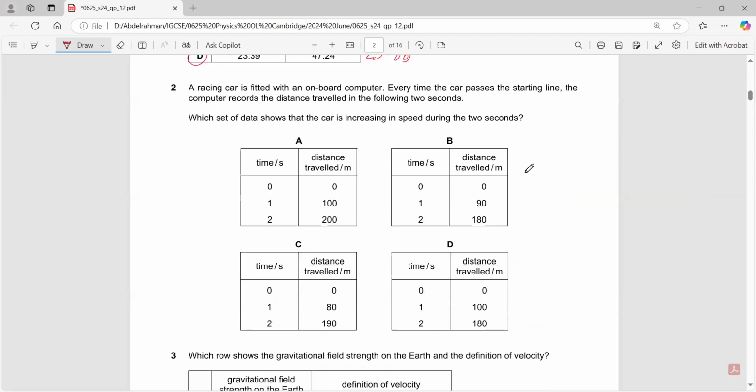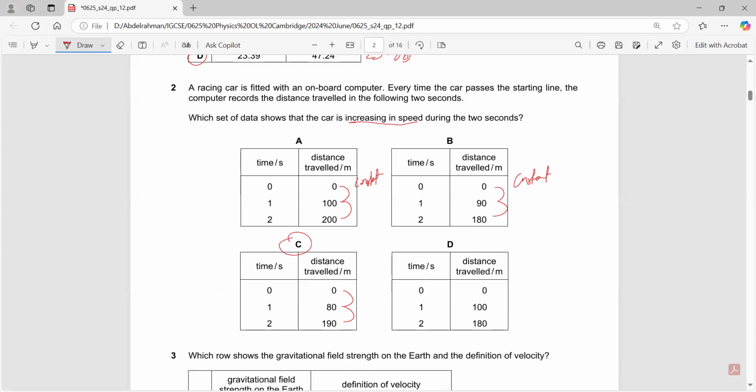Question 2a. A racing car is fitted with an onboard computer. Which set of data shows the car increasing in speed? Speed equals distance over time, so basically we want to find an increasing distance. In A, it moved 100 meters in the first second and then 100 meters in the second, so this is a constant speed. What about B? 90 and 90, so again constant speed. In C, it was 80 and then 110, so the speed has increased, and therefore it's C.